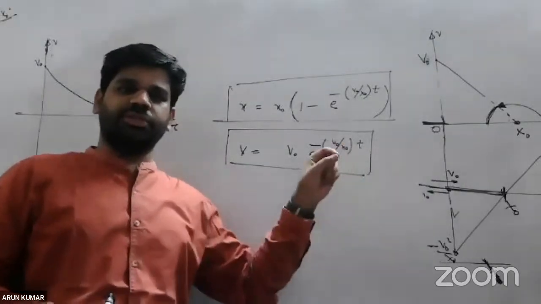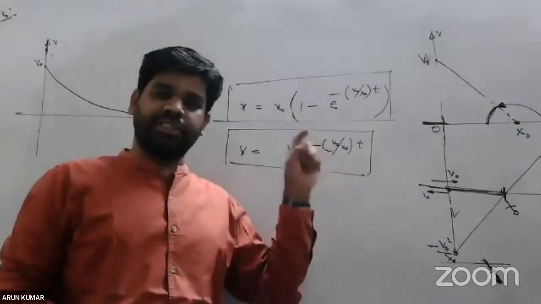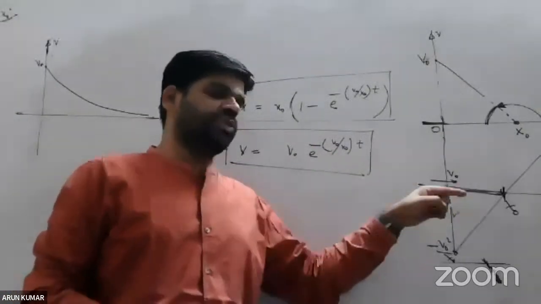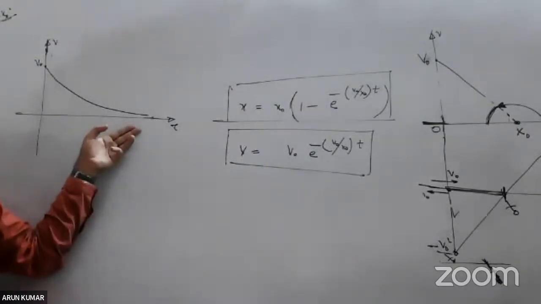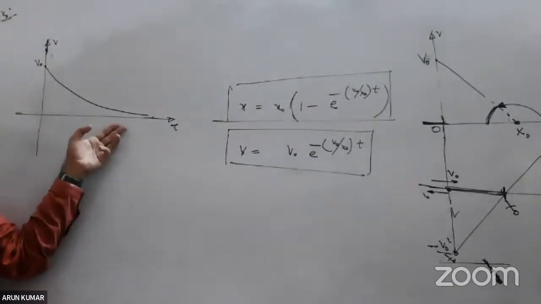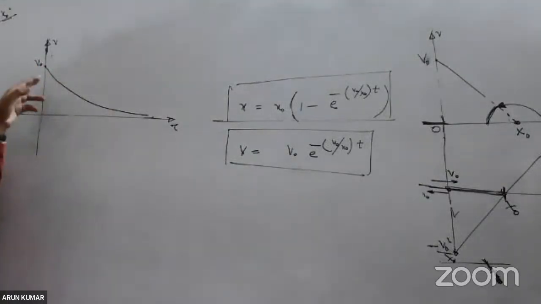Its speed goes on reducing further and further because the acceleration is negative. Acceleration is towards left, the particle is retarding. So it moves towards x naught, but never reaches x naught. That's what this says. Speed never becomes zero.